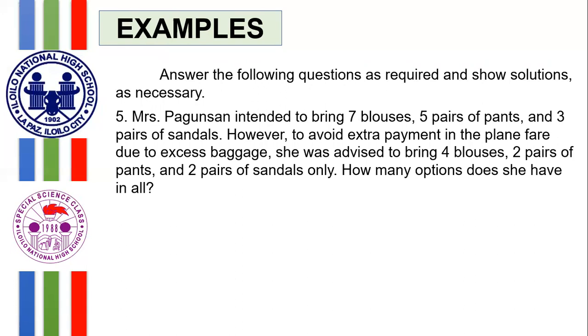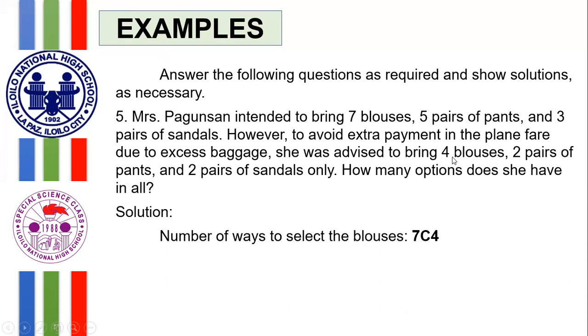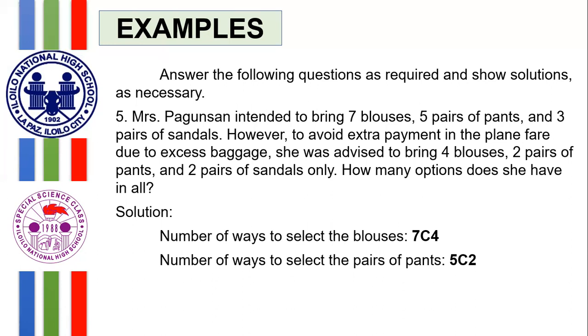This happens sometimes, right? And sometimes we have to make necessary decisions. In this particular case, how many possible decisions can Mrs. Pagunsan make? For the blouses, out of the 7, she could bring only 4. So that's 7C4 ways to choose the blouses. For the pants, there are 5 of them, but she is going to choose only 2 pairs to bring with her. So the number of ways to select the pairs of pants is 5C2.